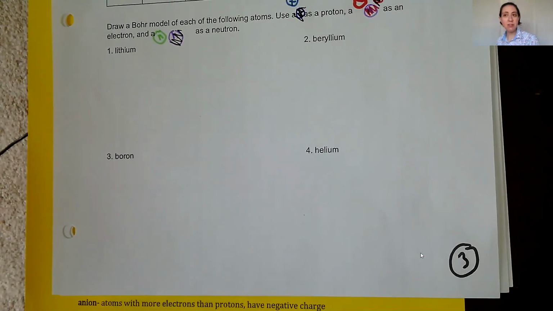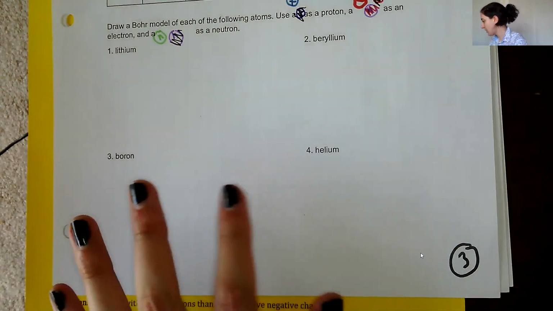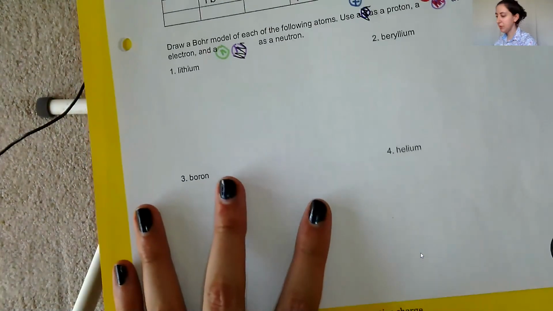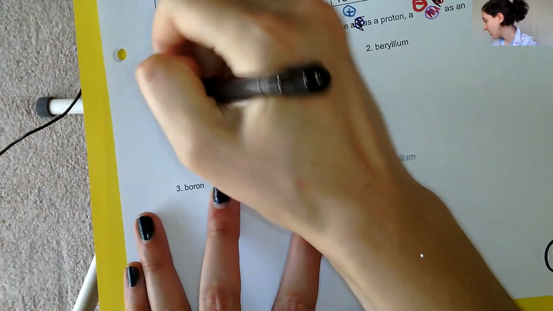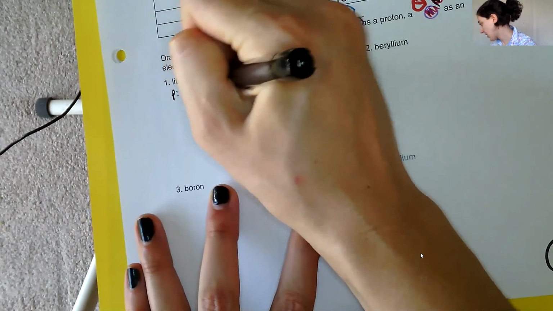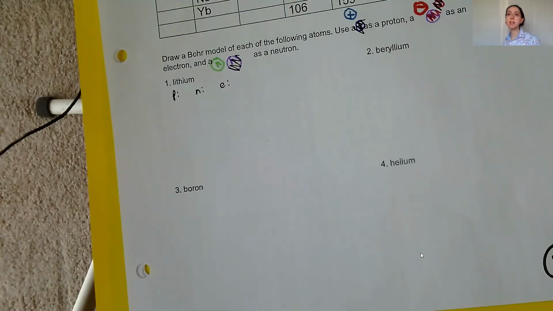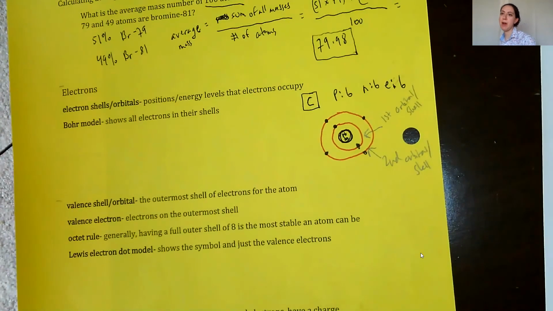Before you start drawing, I wouldn't do this in pen, I'd do it in pencil. Before you start, plan out how many orbitals you think you're going to need. For each of these problems, maybe the first thing you do is figure out how many protons, neutrons, and electrons you're going to need. And then you can draw your model just the way that I showed you how I drew mine for carbon. So that's your work for now.